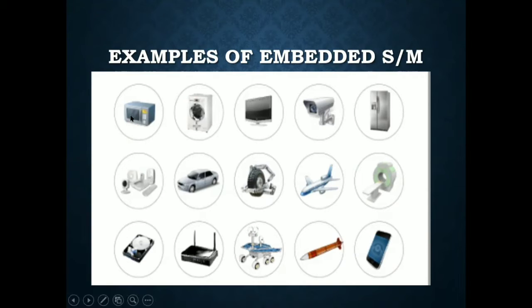As in the slides, we can see that over here is a microwave oven. This is a washing machine, smart TV, CCTV camera or webcam. Here is a refrigerator, home appliances. This is a smart car, robotics, avionics, medical applications, hard disk, routers, rovers, mobile, smart mobile, and missile systems. These are some examples of embedded systems.